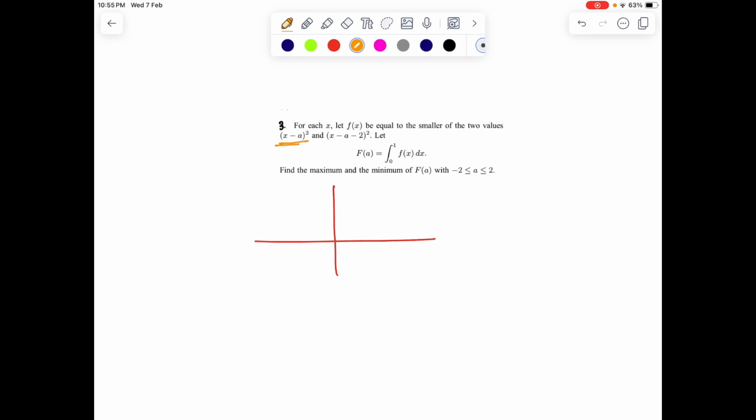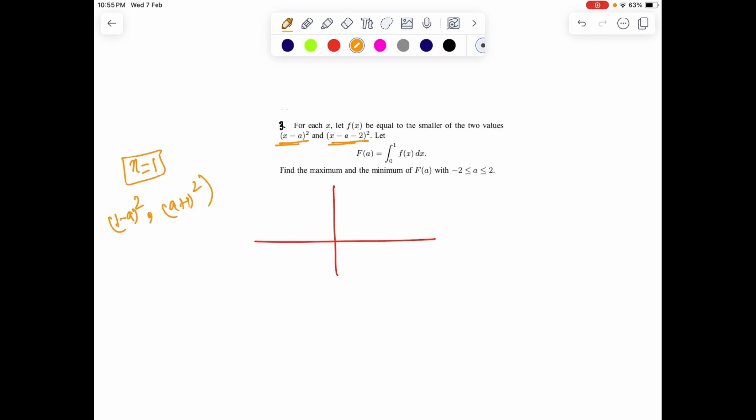So let's try. Clearly we can graph both these functions. So for each x, let f(x) equal the smaller of the two values. So it's basically the minimum of these two, right, for a particular x. So what does it mean? Let's say if I keep x equals 1.